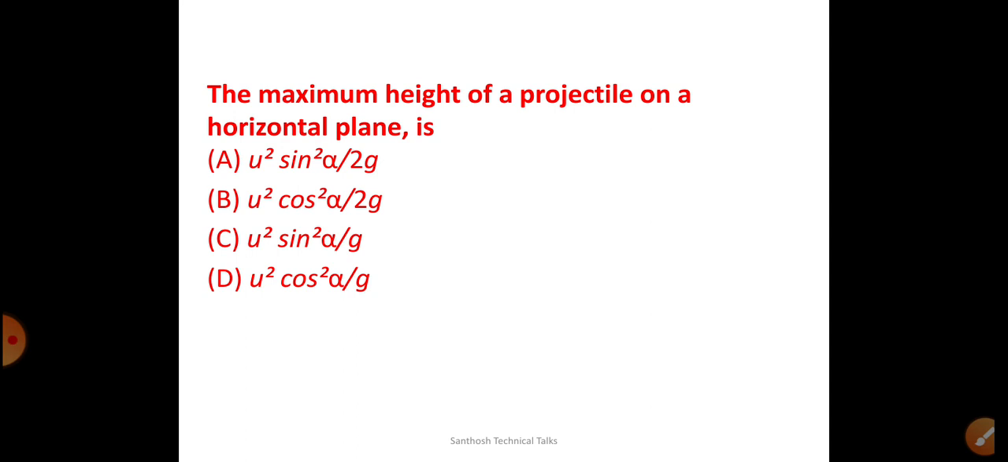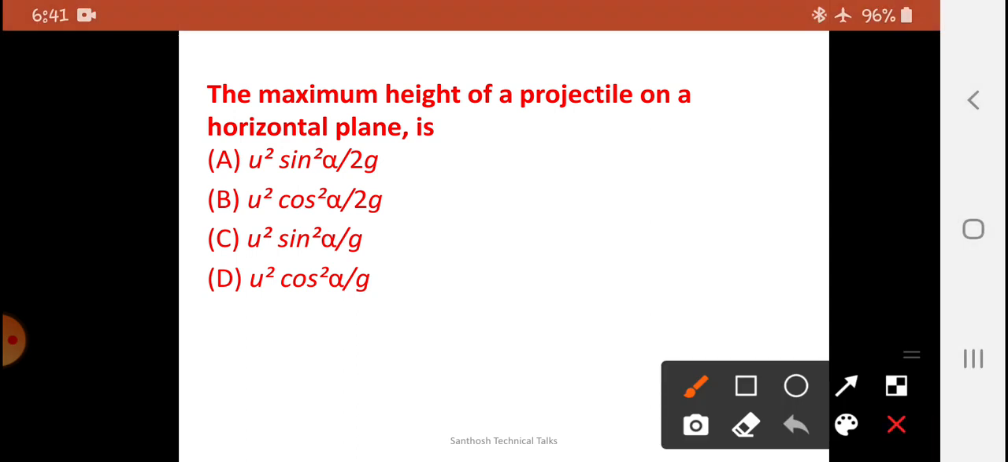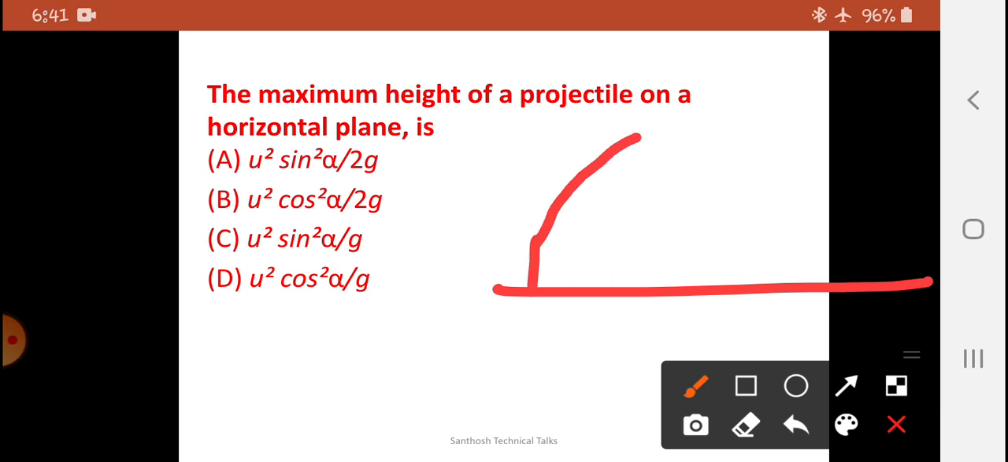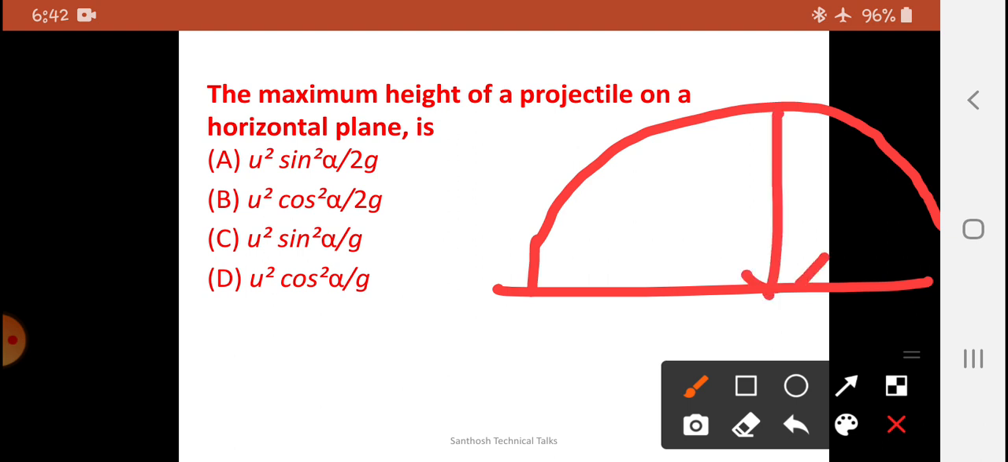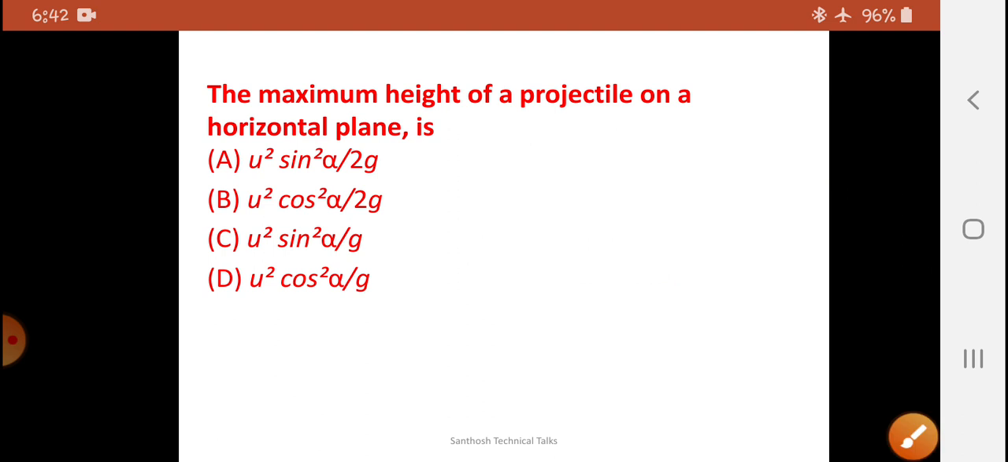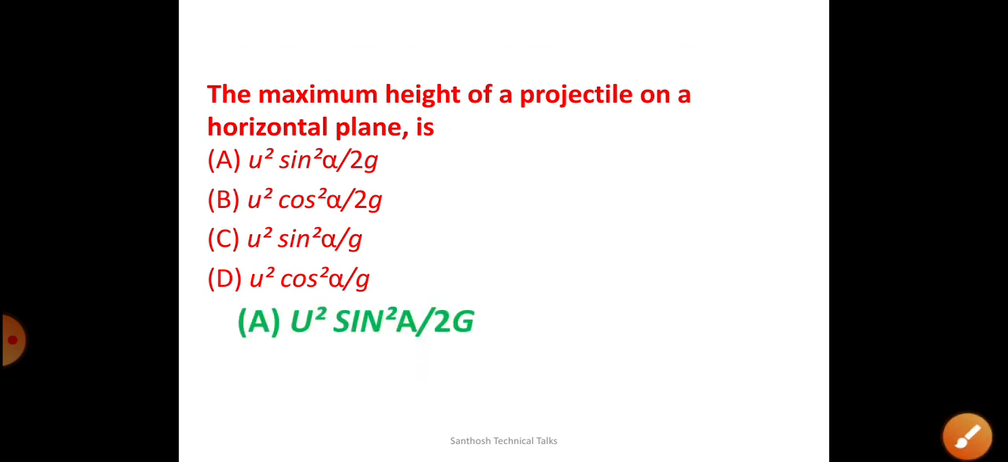Okay, very superb question. The maximum height of a projectile on a horizontal plane. This is the horizontal plane, let me explain. A man here is throwing a ball, like this. The maximum height, so this is the maximum height of the projectile on a horizontal plane. On a horizontal plane, the maximum height is equal to u square sine square alpha divided by 2g. So option A is the correct answer.